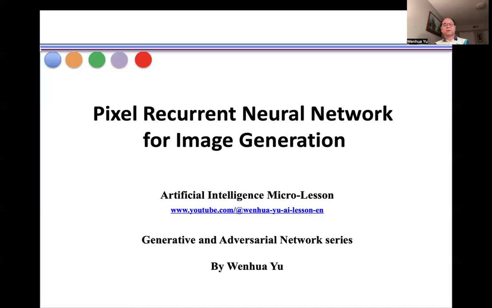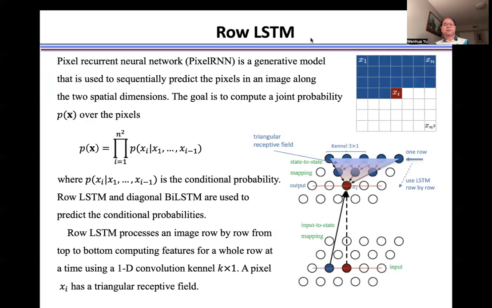In this video, I introduce the pixel recurrent neural network for image generation. Pixel recurrent neural network is a generative model that is used to sequentially predict the pixels in an image along the two spatial dimensions, X and Y. The goal is to compute a joint probability p(x) over the pixels, where p is a conditional probability.